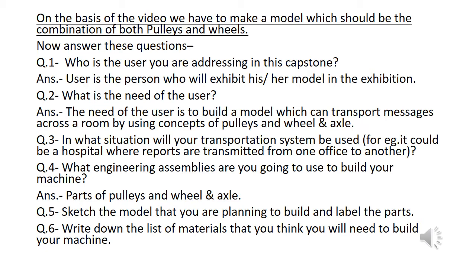Question 4 is, what engineering assemblies are you going to use to build your machine? Answer is parts of pulleys and wheel and axle. Question 5. Sketch the model that you are planning to build and label the parts. This you have to sketch in your logbook. Last question is, write down the list of materials that you think you will need to build your machine. It will be displayed later in the video, in the next video.